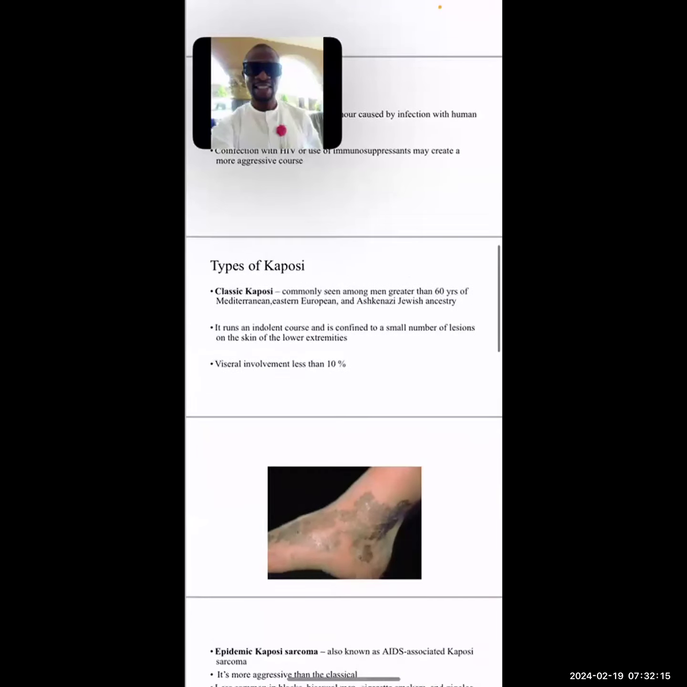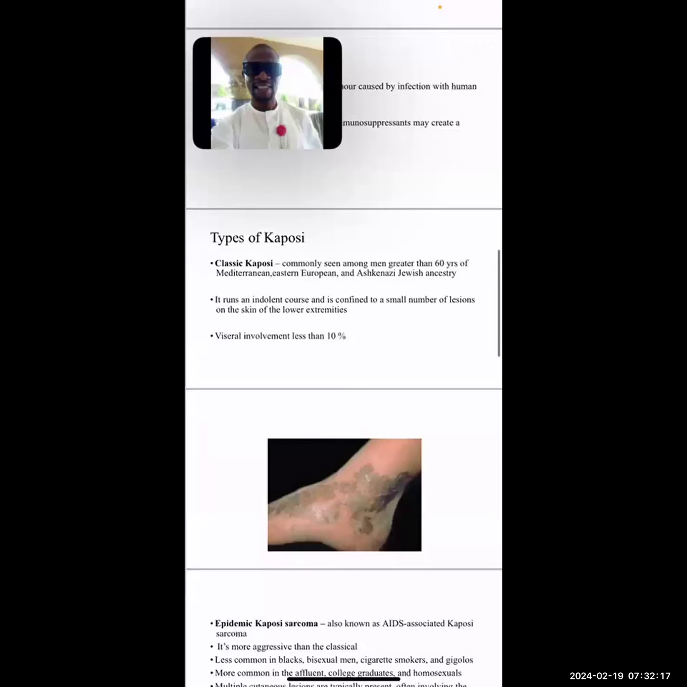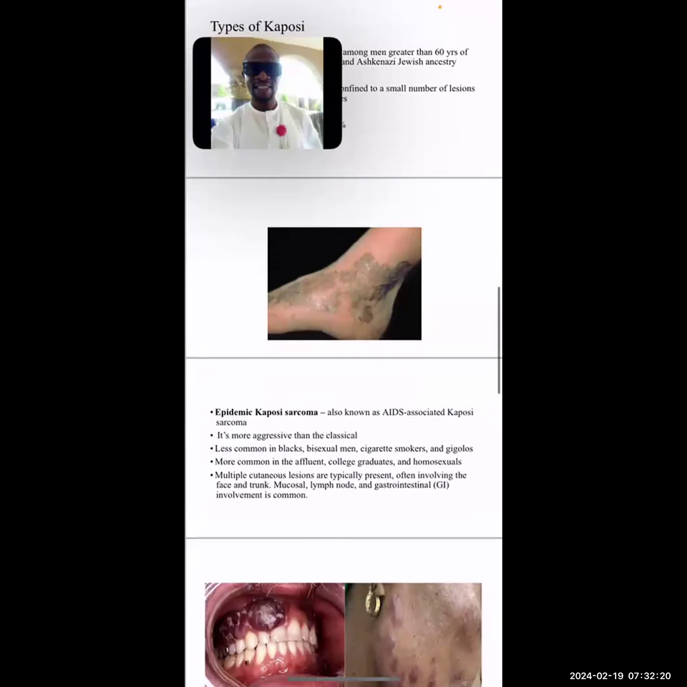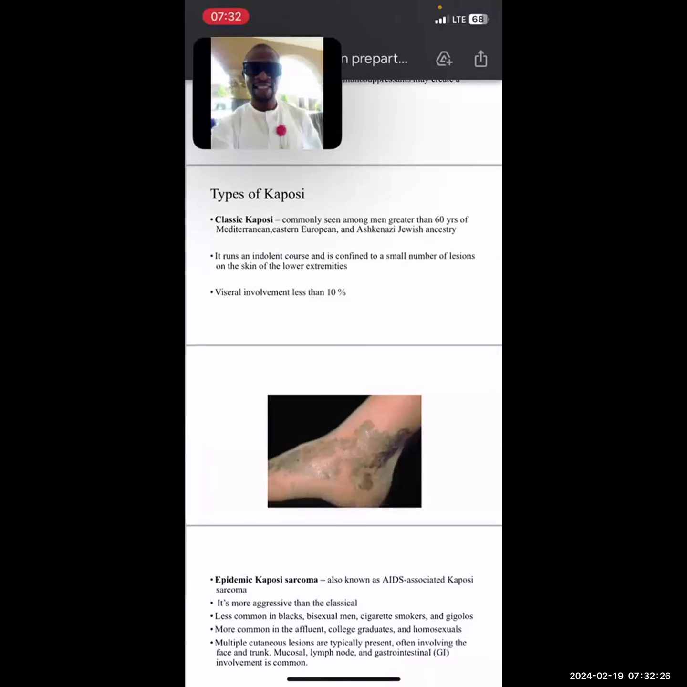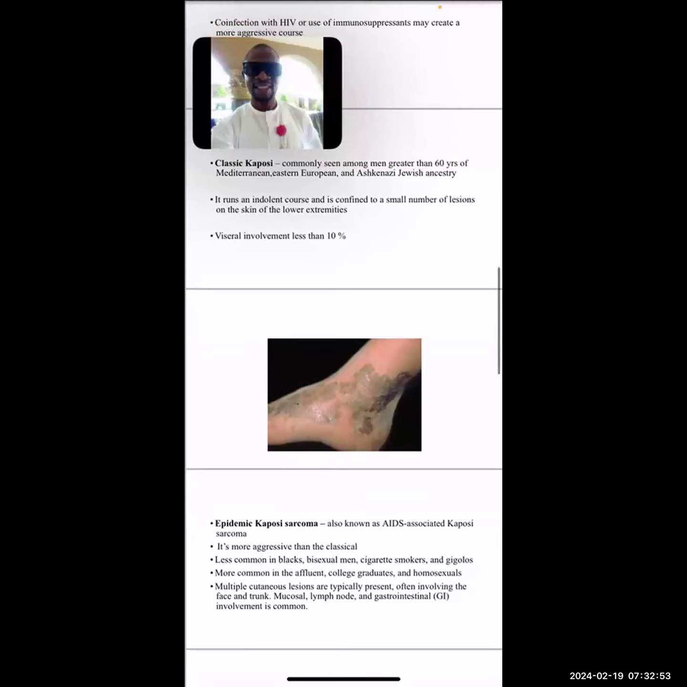Now, what are the types of Kaposi sarcoma? We have the classical Kaposi, the epidemic Kaposi, the endemic Kaposi, and the iatrogenic Kaposi. The classical Kaposi is commonly seen in men greater than 60 years of age, of Mediterranean, Eastern European, and Ashkenazi Jewish ancestry. It runs an indolent course. It's not as severe. It can take up to 15 to 20 years for manifestation. They are usually very small lesions confined to the lower limbs and extremities, and visceral involvement in these individuals is quite low. So this is a picture of what I'm trying to describe for the classical lesion.